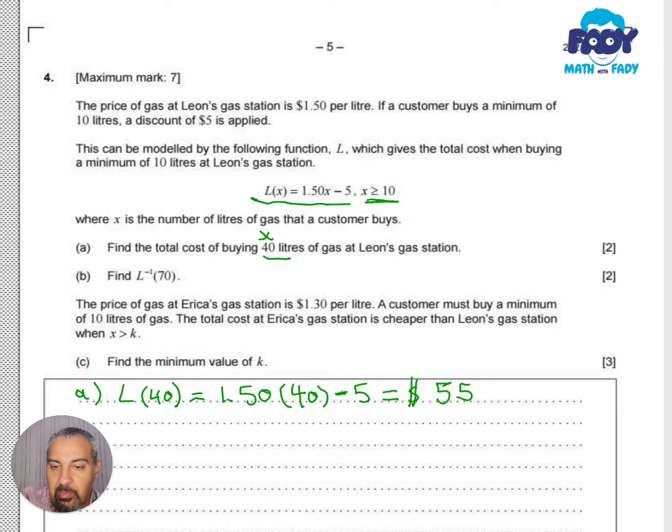Then B, find L minus 1 of 70. L minus 1, this is the inverse of the function, of 70. So what does this mean? Here, when we insert 70 into the inverse, this is the input of the inverse function. This means this is the output of the original function.